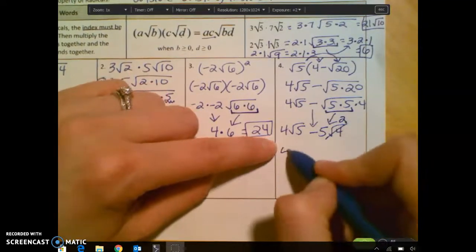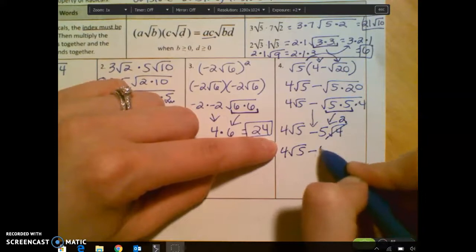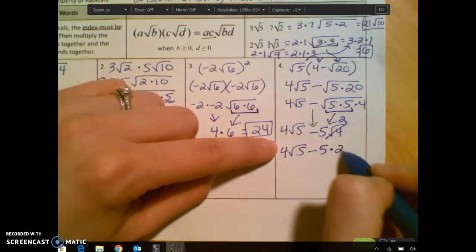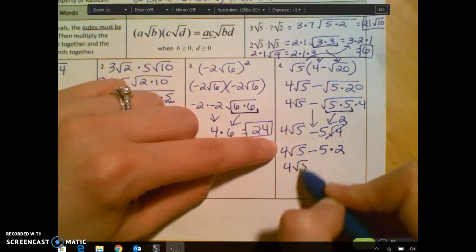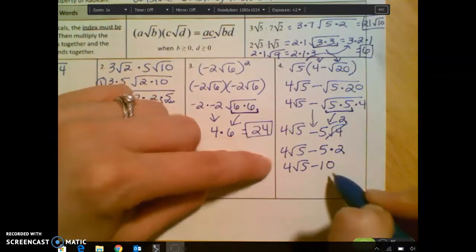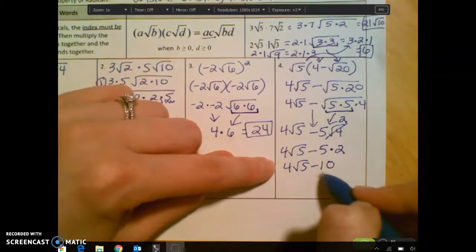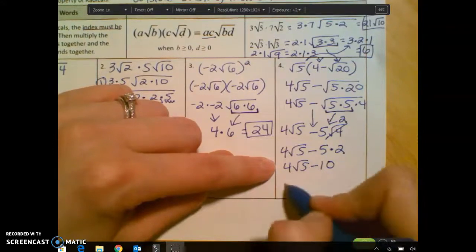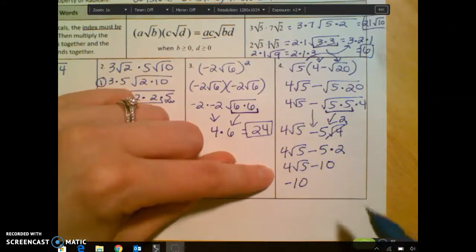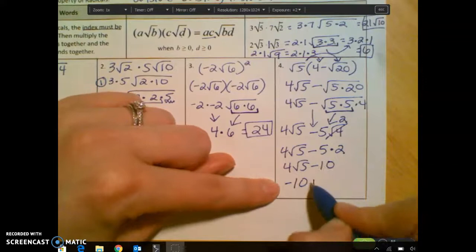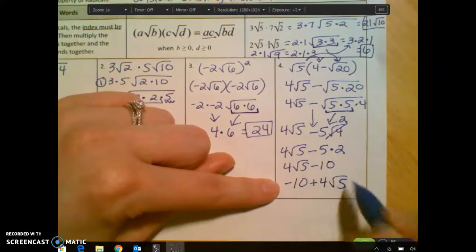So now I have 4 root 5 minus 5 times 2. So 4 root 5 minus 10. But the way we actually write these answers, when we have a constant and then a radical, we always put the constant first. So notice I took the negative with the 10, and then that's plus 4 root 5.